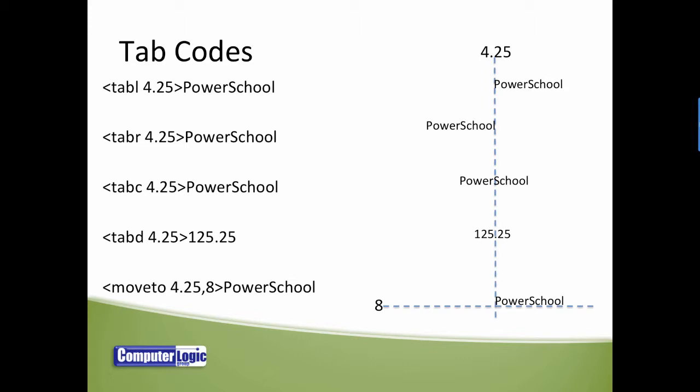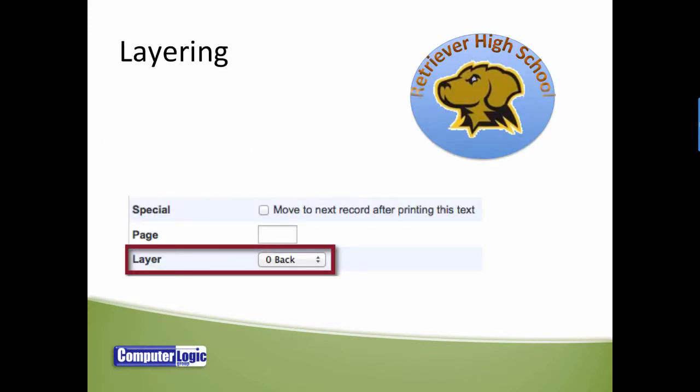The tab left, right, center, decimal place, and then a special move to, which allows you to specify both the X and Y coordinates on the page that you want to move the text to. Layering, as we talked about before, gives the ability to lay objects on top of other objects, and that's what we're going to do with our next report.